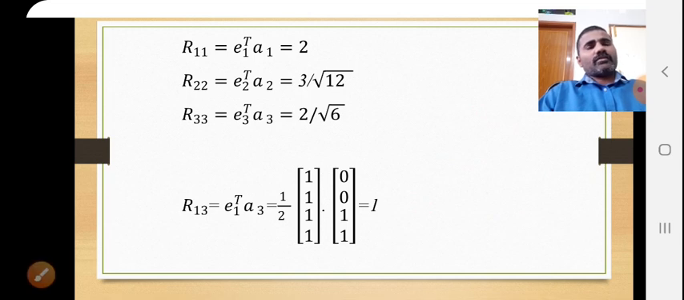Or otherwise we can construct like this. R11 equals E1 transpose into A1. What is E1 transpose? 1 by 2, 1 by 2, 1 by 2, 1 by 2, row wise, and A1 is 1, 1, 1, 1. How many 1 by 2s? Four 1 by 2s. That's why it is 2.